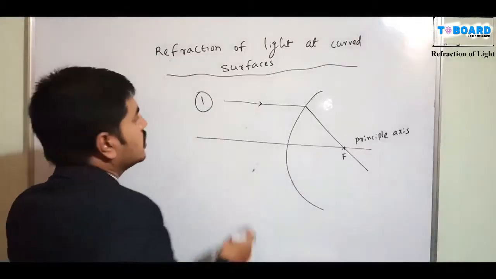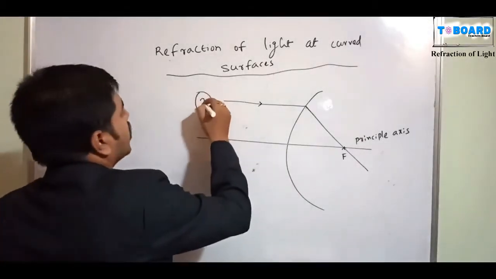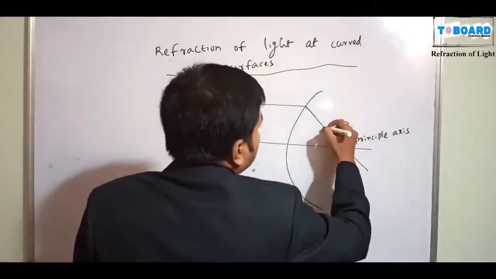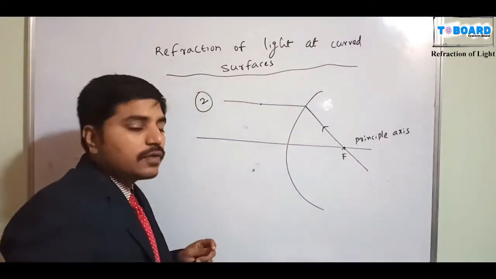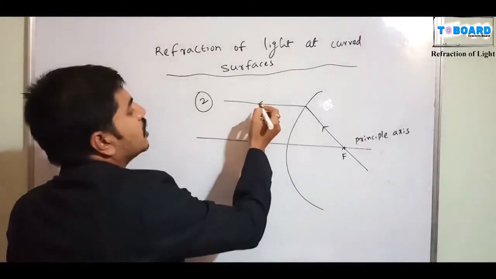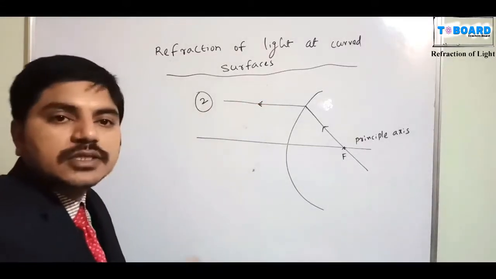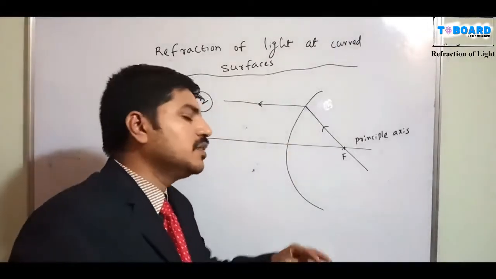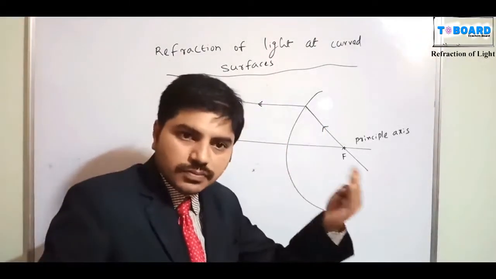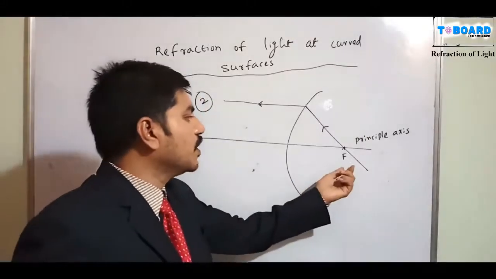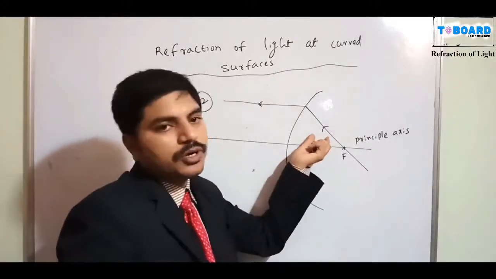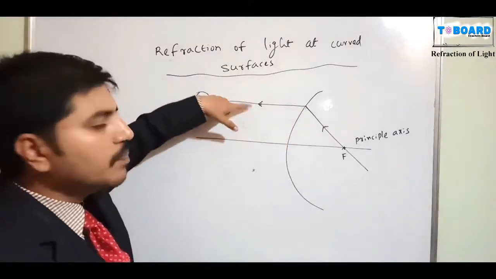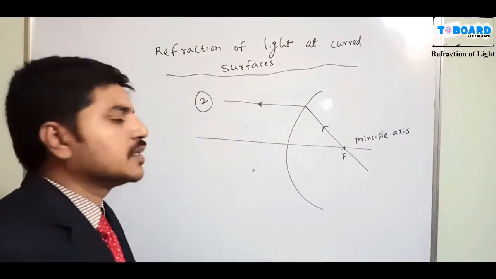And the second condition in this same situation is simple. If any ray is passing through the focal point, after refraction the ray goes to infinity, parallel to the principal axis. This is the opposite of the first condition. So in the second condition, if any ray passes through the focal point, after refraction the ray goes to infinity and parallel to the principal axis.